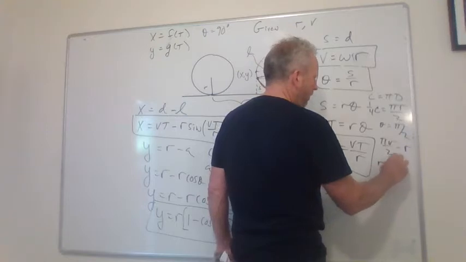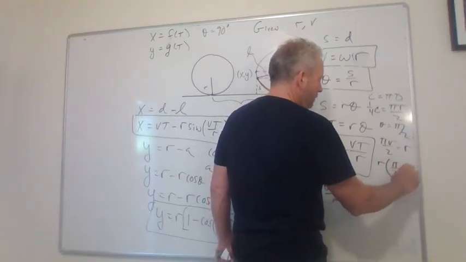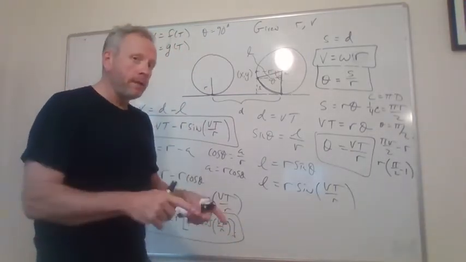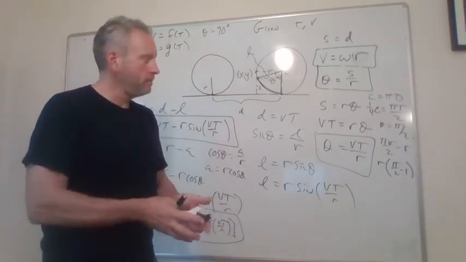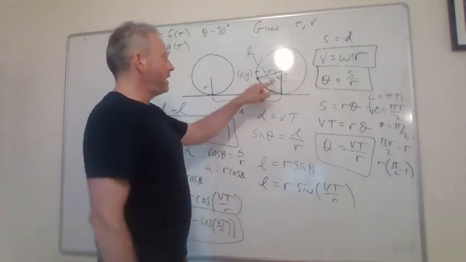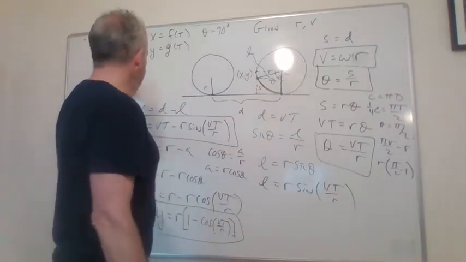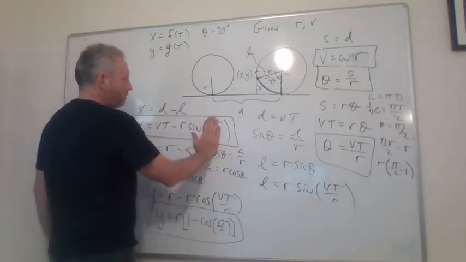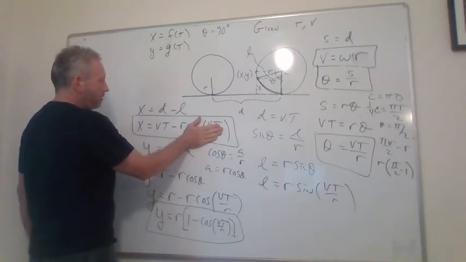So we could factor out an r, and we would get r times pi over 2 minus 1. That's what the x-coordinate had better be. It had better be that. Now, what was that again? That was where theta was pi over 2. So let's put that in this formula right here. If I make this pi over 2, what's sine of pi over 2? 1. 1 times r is r.